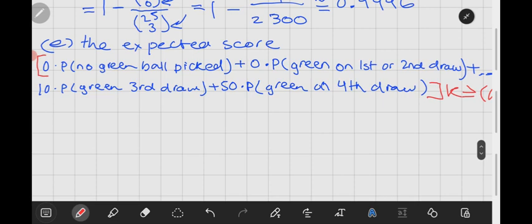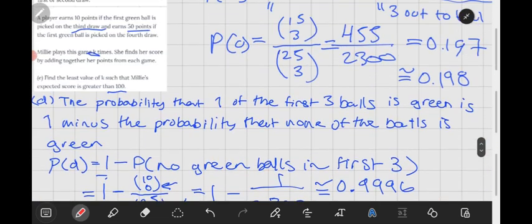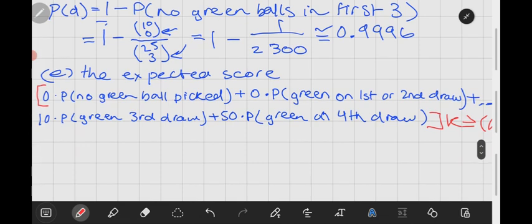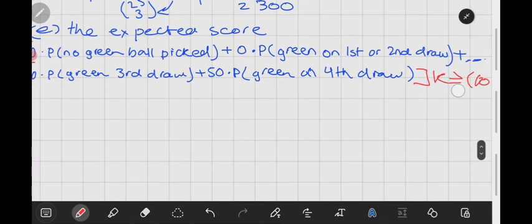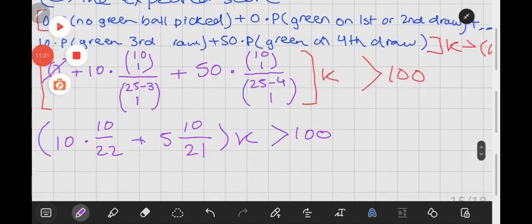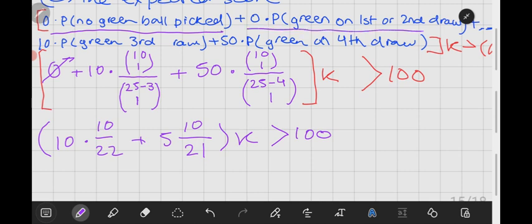Greater than or equal to, is that right? Yes. They ask, find the least value of K such that expected score, so it's actually just greater than 100. Okay? So when we substitute all of our values into this equation, we will get an equality. So if we continue on, we can see that the scenarios where we will get 0 points, as the probabilities are being multiplied by 0, we can just strike them out.